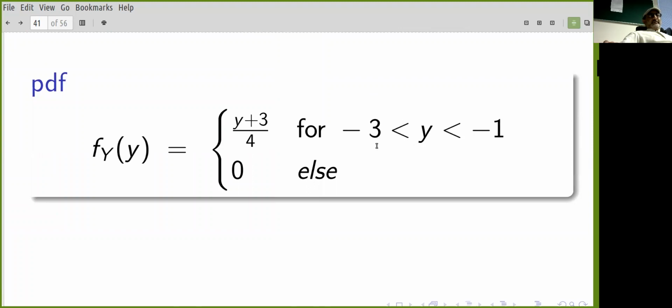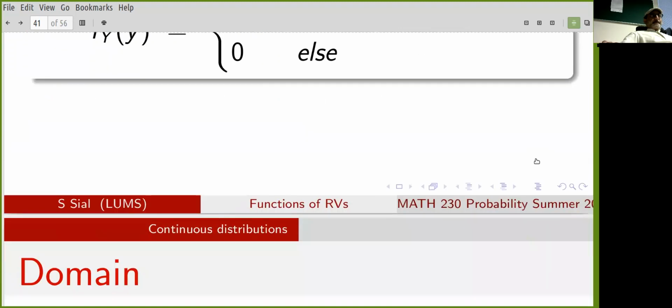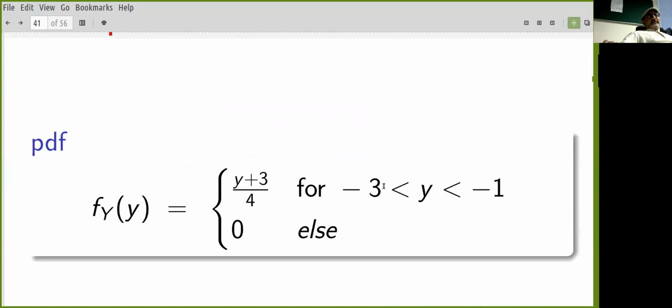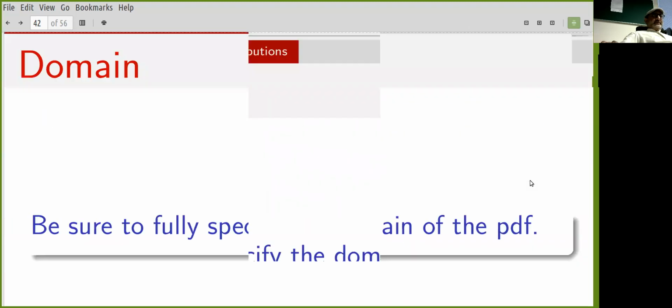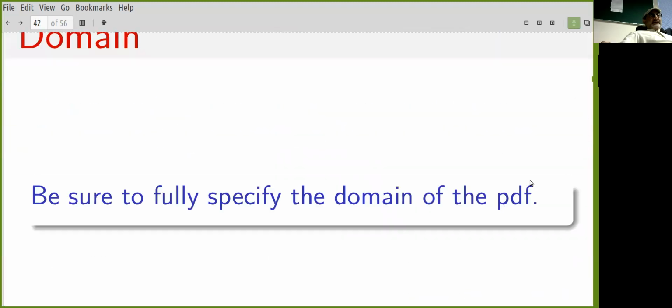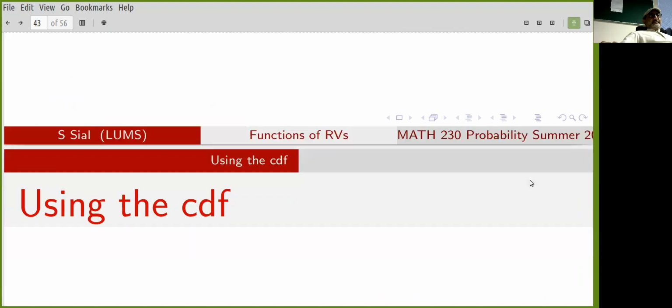Y would be varying between -3 and -1. And then the 0 doesn't change. Okay. And in order to specify a function fully, you have to specify its domain fully. So be sure to put this business in here: -3 is less than y, which is less than -1. Okay, so that's one way to do it.